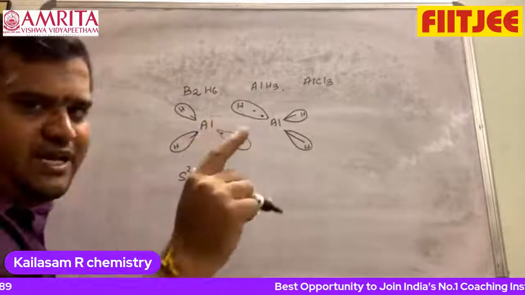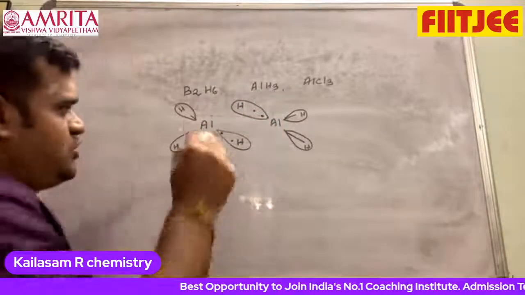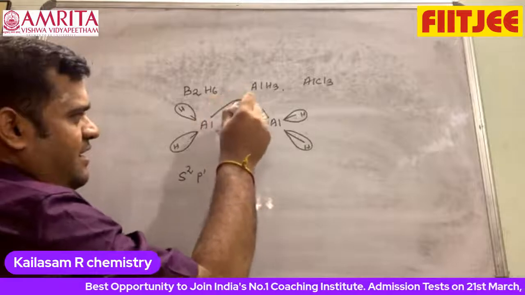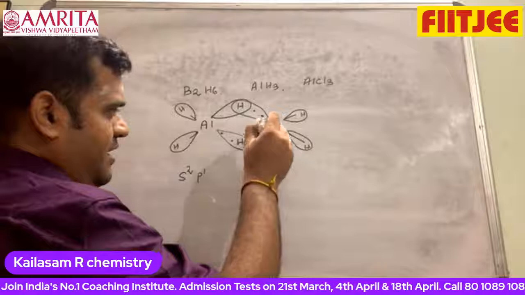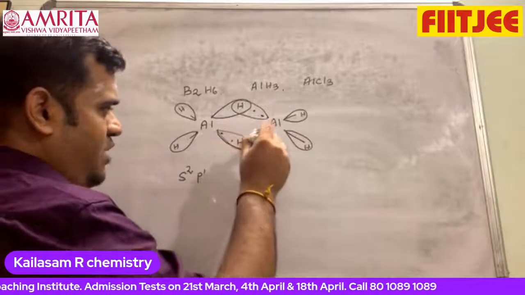Now we can say aluminum has one empty p orbital that's going to overlap here. That's all. Now I can say this bond is called what? Banana bond.